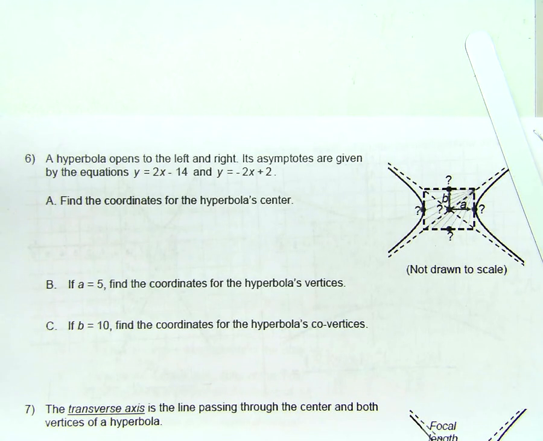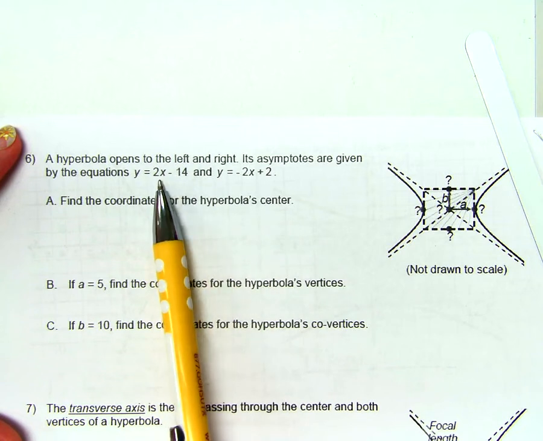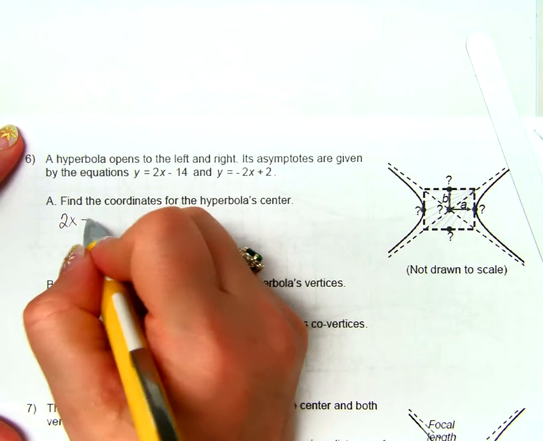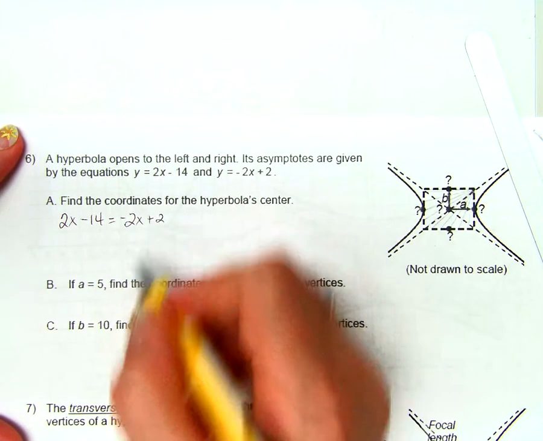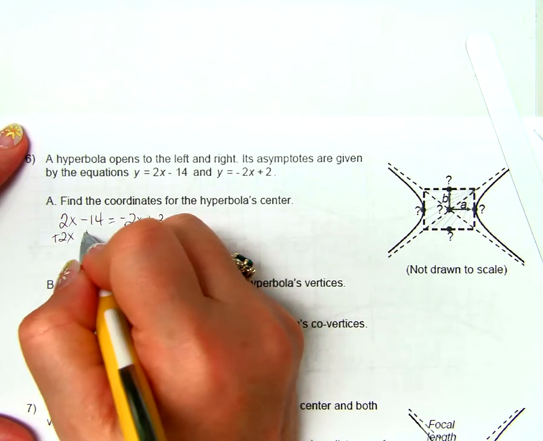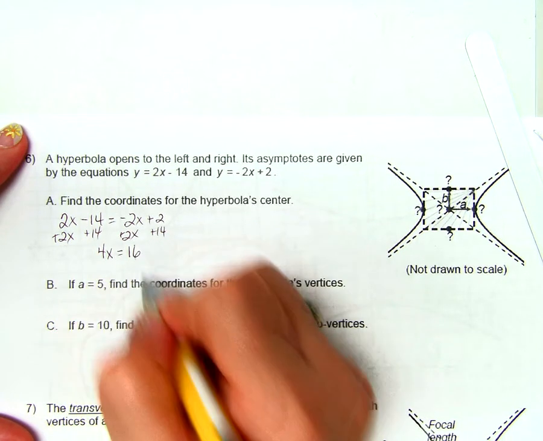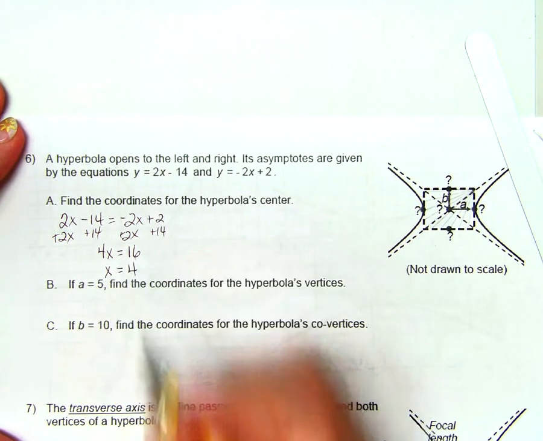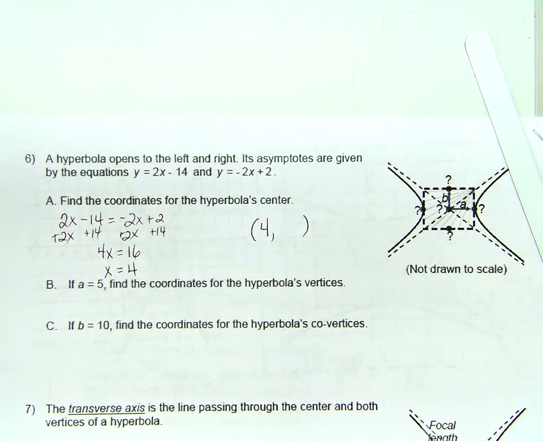We're just trying to solve the system, aren't we? Okay, so that equals that. So shouldn't that equal that? So 2x minus 14 equals negative 2x plus 2. So if I add 2x to both sides and add 14 to both sides, I should get 4x equals 16. What's x equal? Oh my goodness, it's just 4. So that means the center is going to be 4, something. How do I figure out the something?